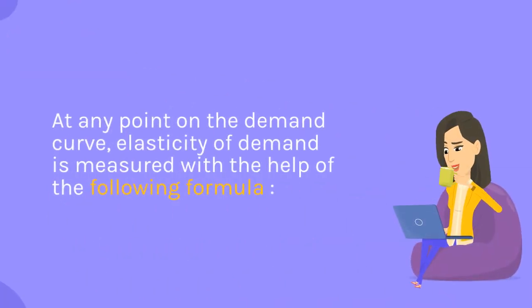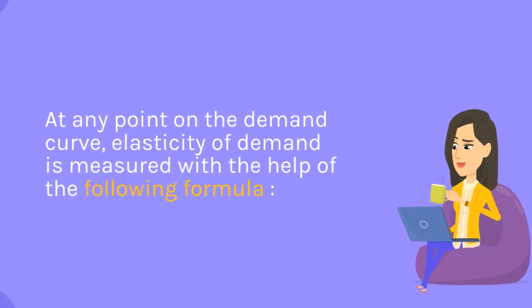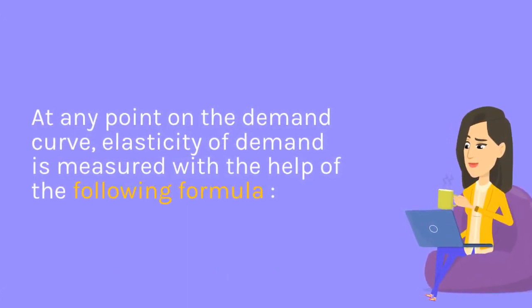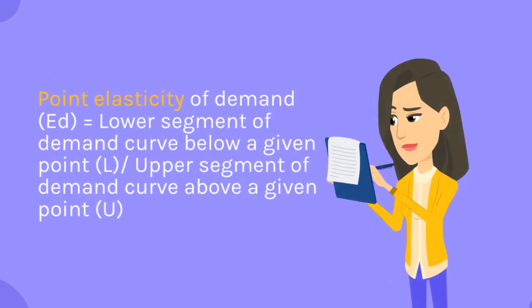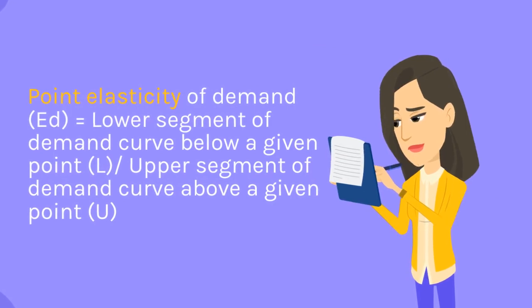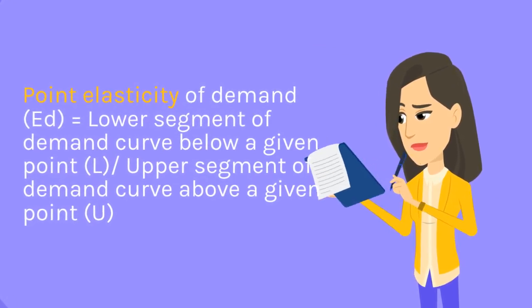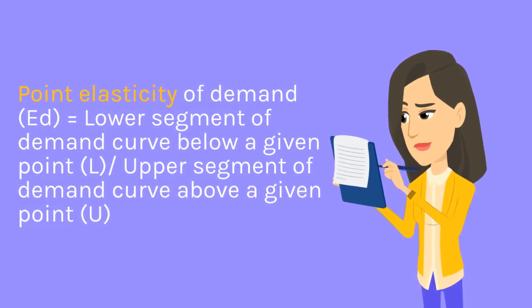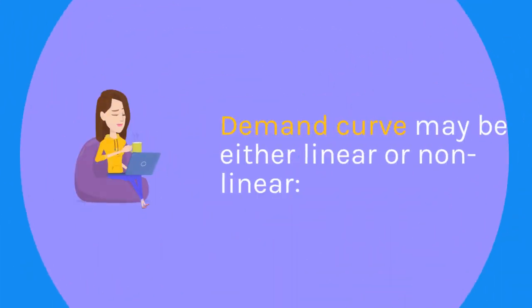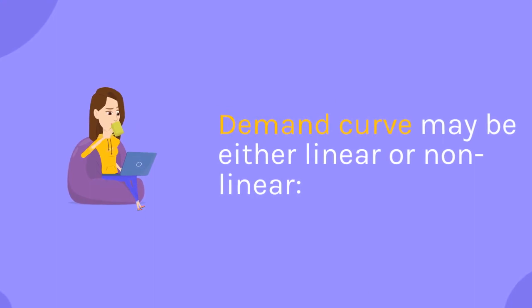At any point on the demand curve, elasticity of demand is measured with the help of the following formula. Point elasticity of demand, ED, equals lower segment of demand curve below a given point, L, divided by upper segment of demand curve above a given point, U. Demand curve may be either linear or nonlinear.